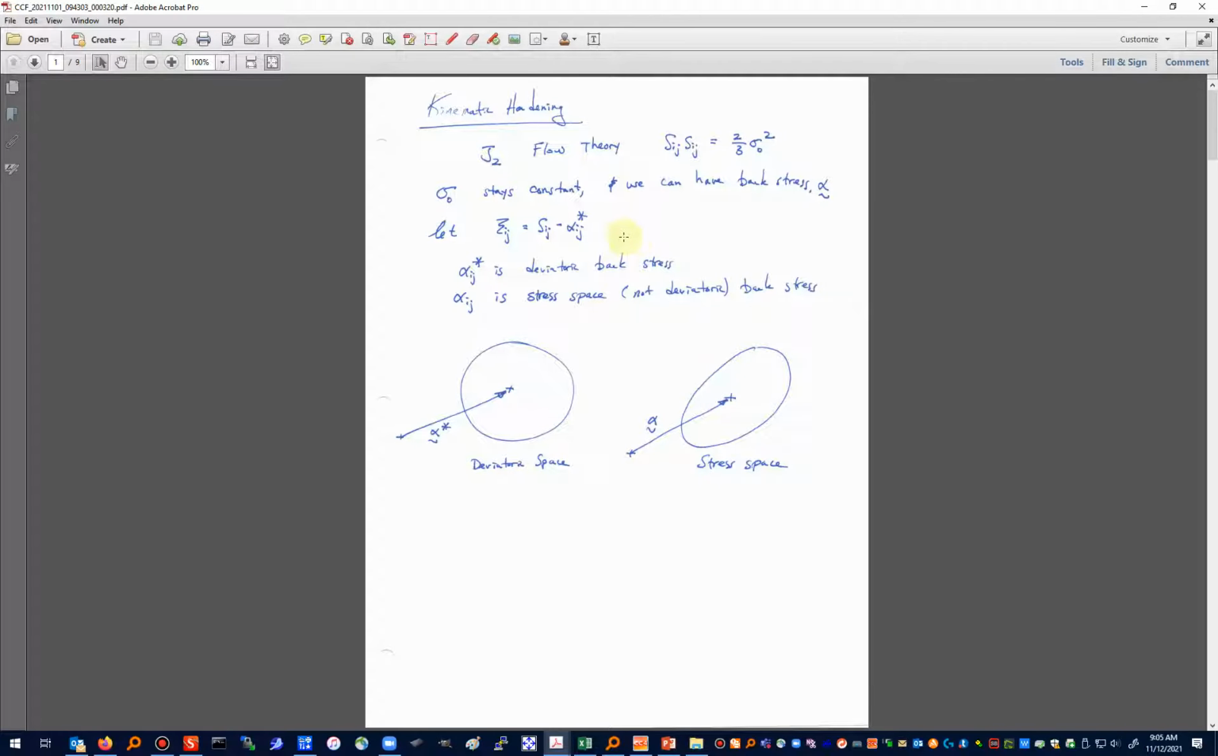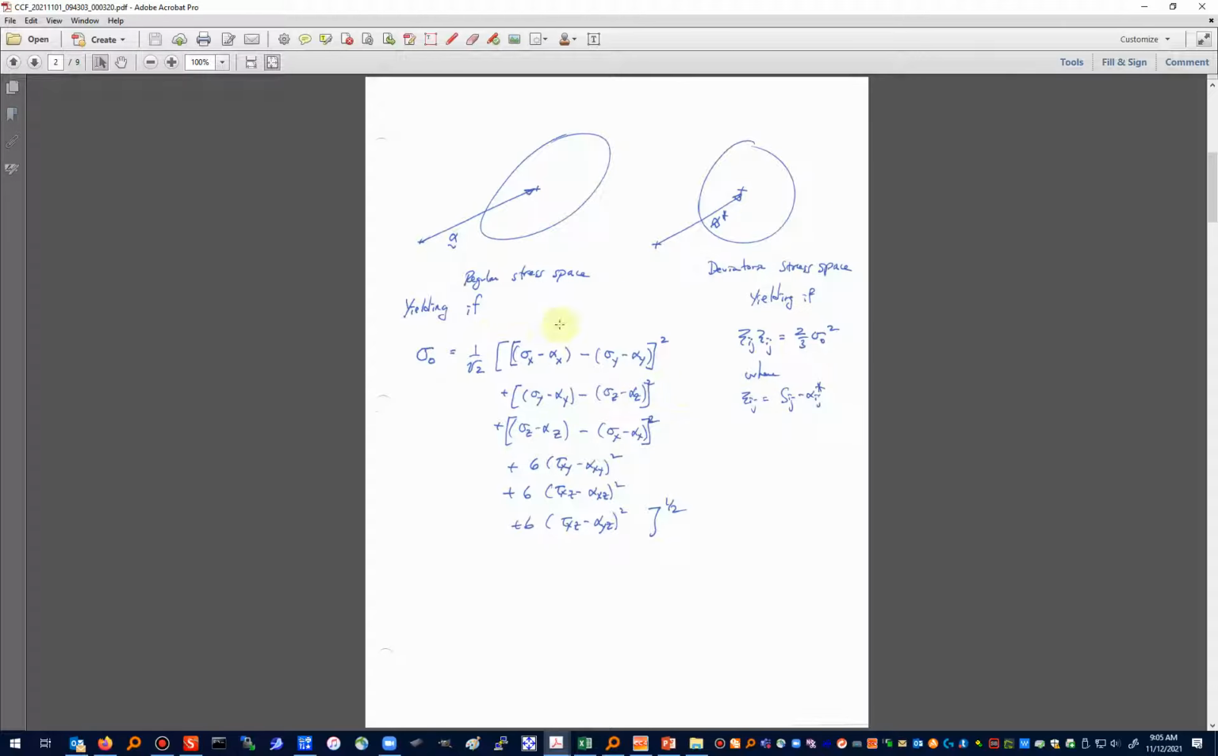I've decided to write this in regular stress space, so with the non-spherical hyperellipsoid. But we're going to use our von Mises yield criterion, or J2, easiest written in deviatoric stress space, but we're going to use this version here.